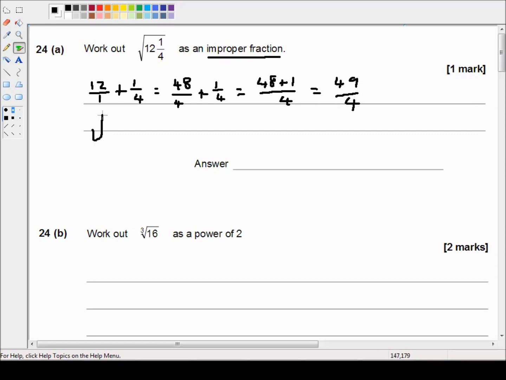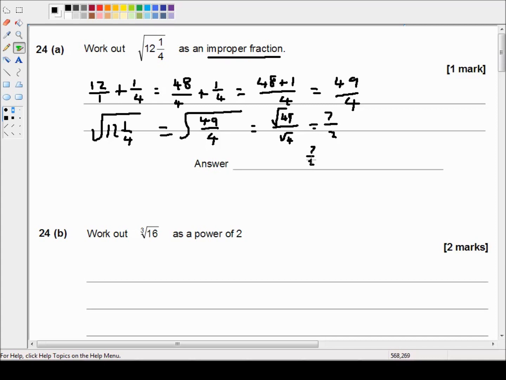So the square root of 12 1/4 is equal to the square root of 49 over 4. Suddenly that doesn't look anywhere near as intimidating, because we know from our surds that that's equal to the square root of 49 divided by the square root of 4. And we know from our times tables that the square root of 49 is 7 and the square root of 4 is 2. So our answer is just 7 over 2.